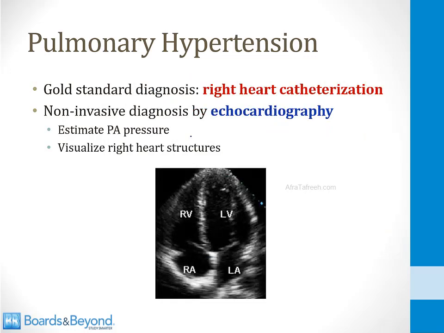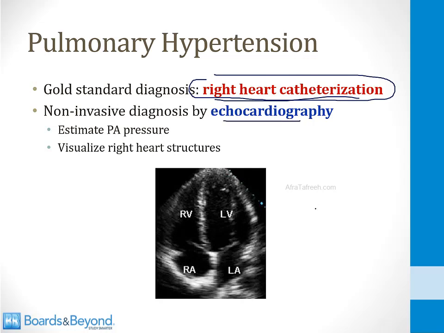The gold standard for a diagnosis of pulmonary hypertension is a right heart catheterization. This is where catheters are inserted into the pulmonary artery and the pressure is measured directly. Now, this is an invasive procedure and we don't like to use it unless we have to. So you can make a non-invasive diagnosis by echocardiography.